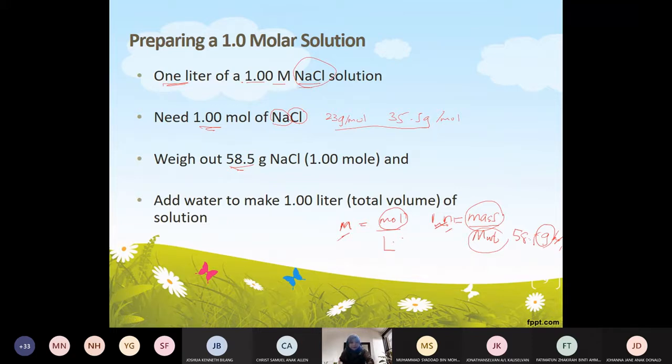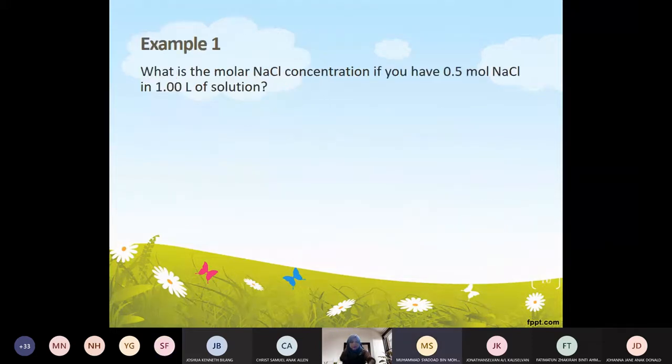So far okay? Okay, so let's move on. Example number 1. What is the molar sodium chloride concentration if you have 0.5 mol of sodium chloride in 1 liter? Macam mana nak jawab soalan ni?